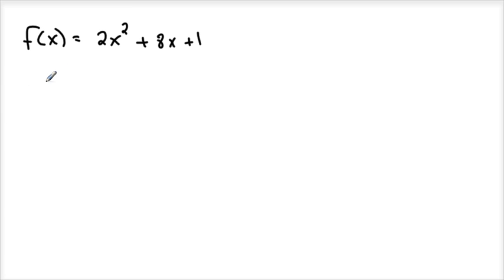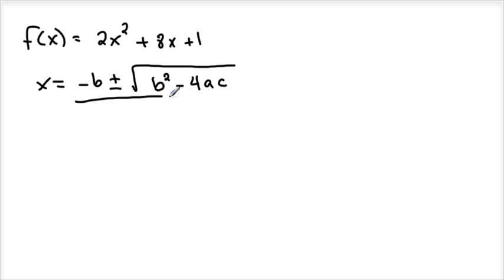We have something called the quadratic formula. Let's all write this down. x equals negative b plus or minus the square root of b squared minus 4ac, all over 2a. So the opposite of b plus or minus the square root of b squared minus 4 times a times c, all divided by 2 times a.